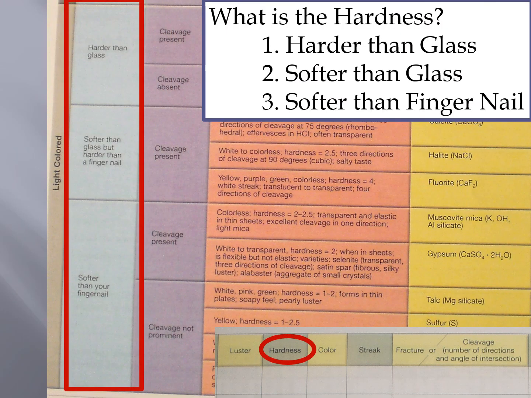All right, what is the hardness of our mineral? Is it harder than glass, softer than glass, softer than the fingernail? The fingernail is about a 2 to 3 hardness, so it's relatively soft. But there are certain minerals that are softer than a fingernail. For example, one would be talc, what's used in baby powder.